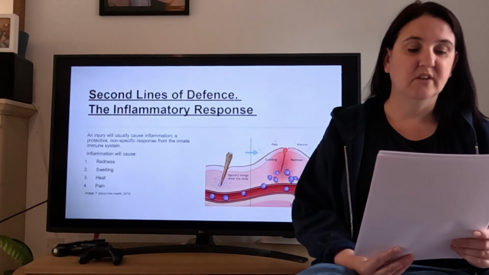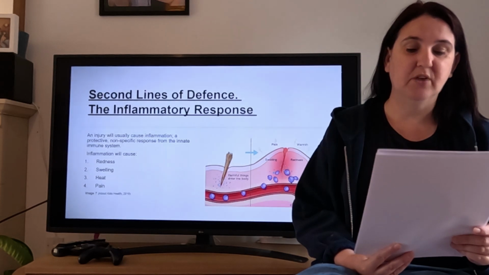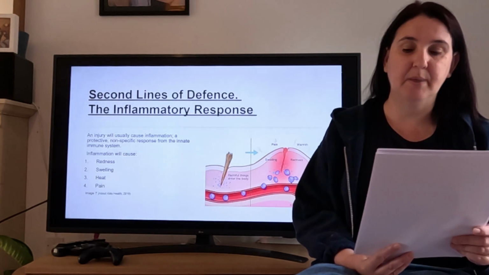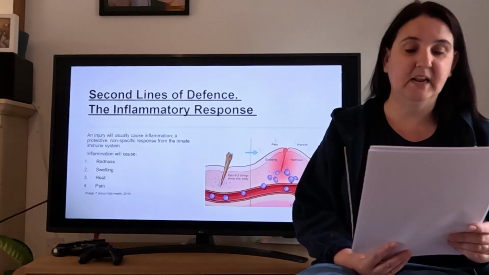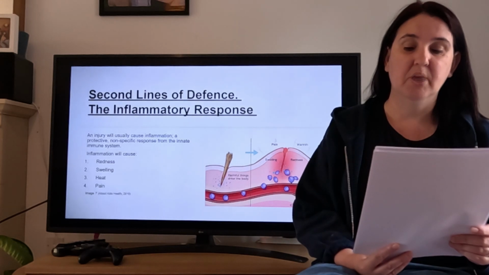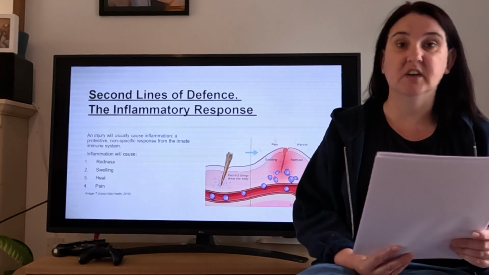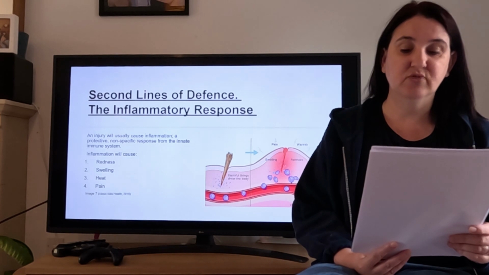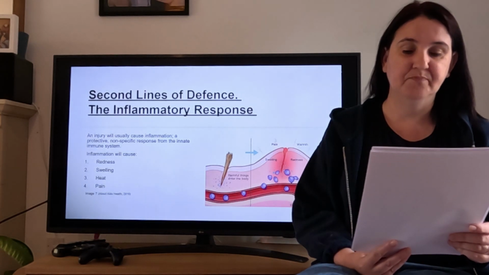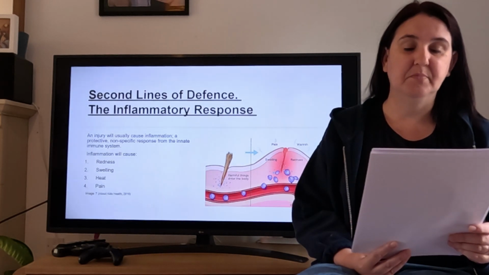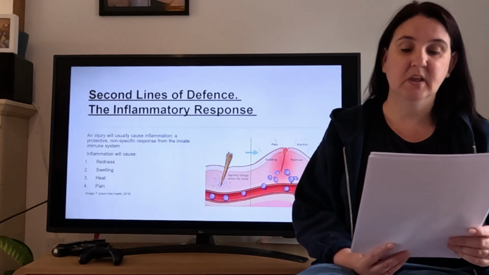When an injury occurs, resident immune cells such as macrophages and mast cells release chemicals such as histamine, prostaglandins and cytokines, which cause blood vessels around the injury site to dilate. This increases circulation to the area, and this will cause the area to appear red and hot.